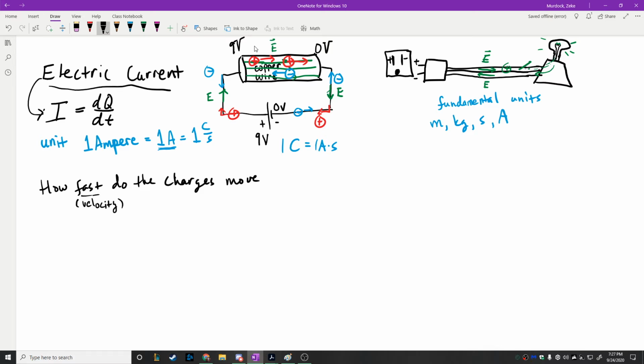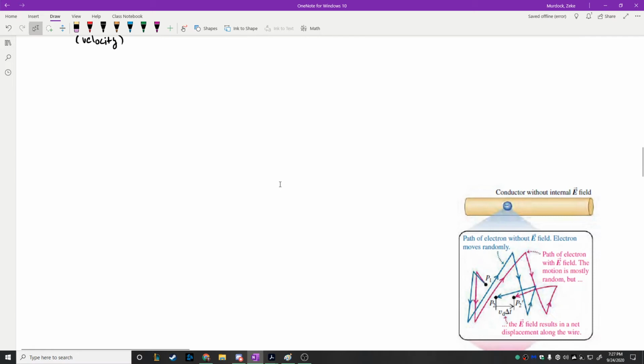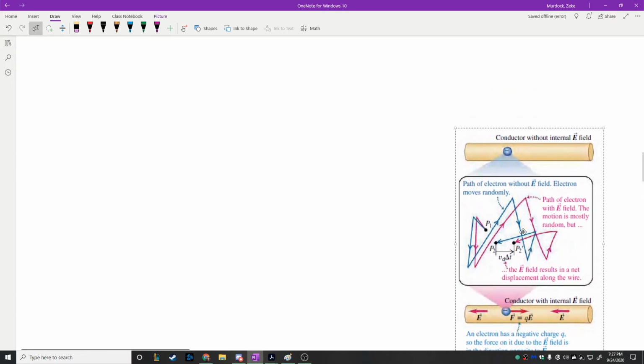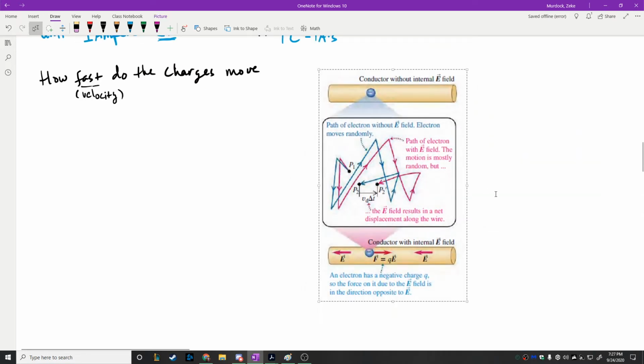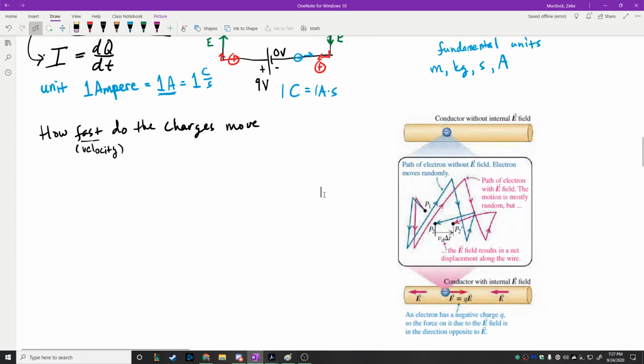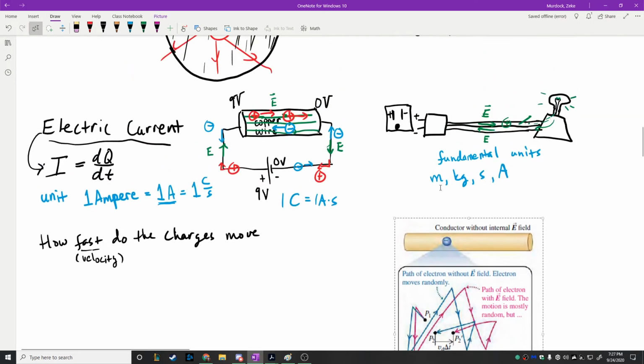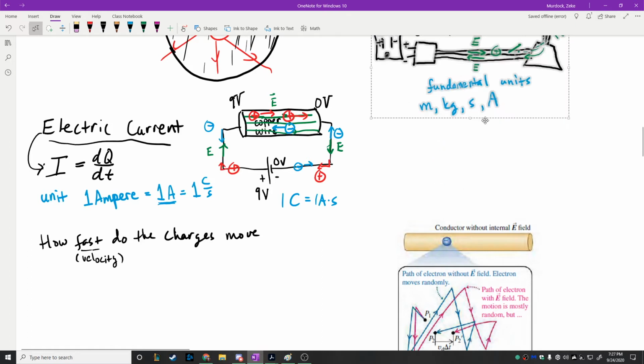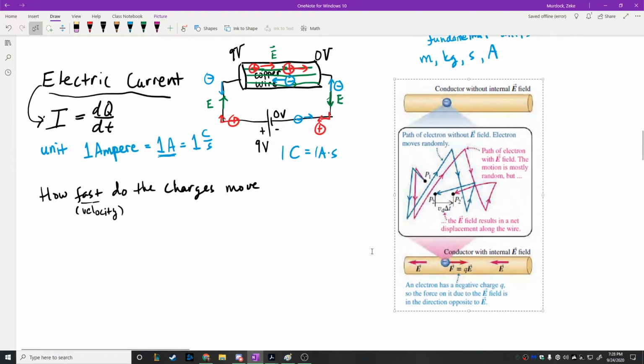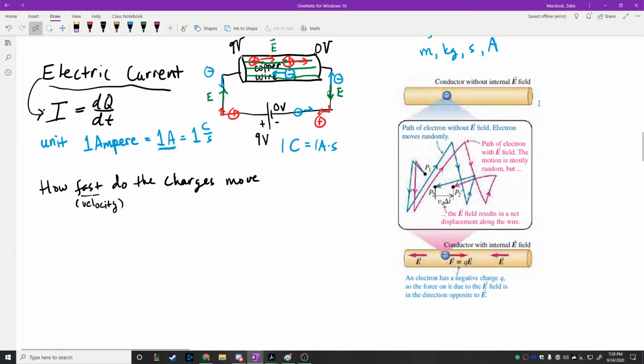Okay. In order to do that, we're going to mention something real quick here. In this little diagram right here, you have two different conductors. On the top, you have a conductor without an internal electric field. Okay? And below, what you have is the path of an electron without an electric field.